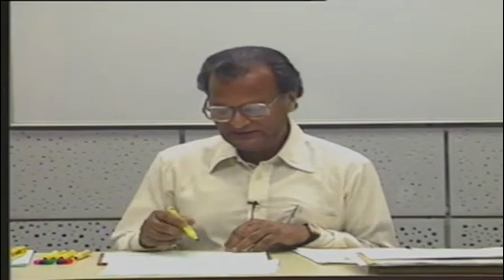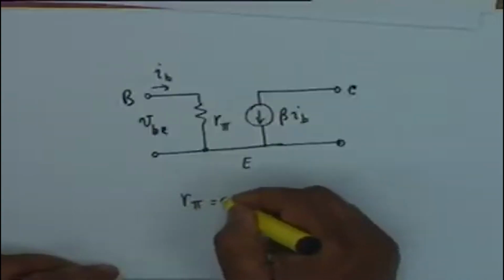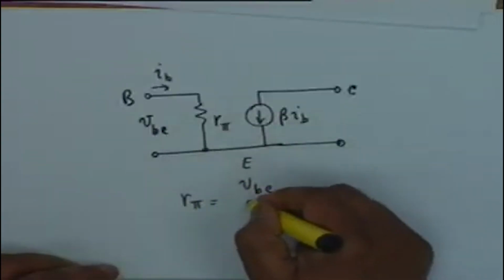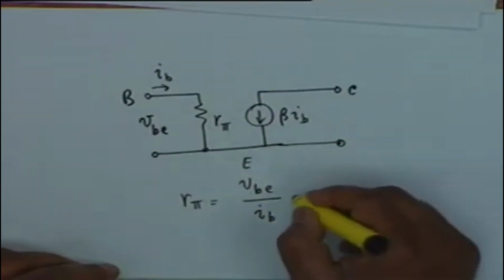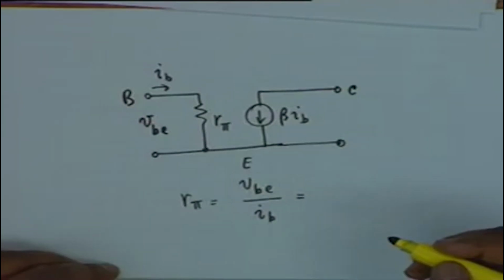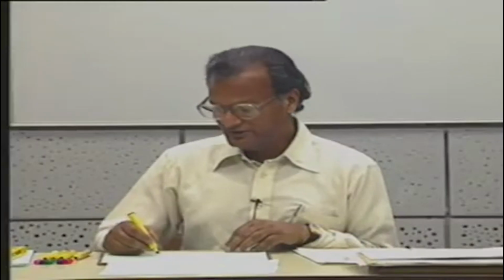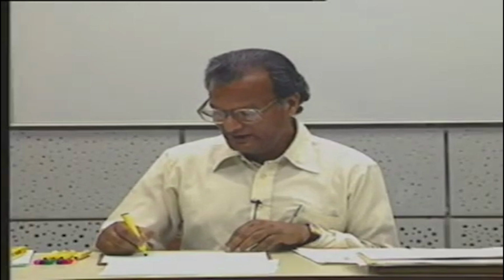Well, you can find out what R pi is. R pi, as I said, is the dynamic resistance of the forward biased diode, and therefore R pi shall be, it is clear, VBE divided by IB, all right, and you know what this is. This is, as we had already found out, 0.025 divided by capital I subscript capital B. It is the DC value of the base current.